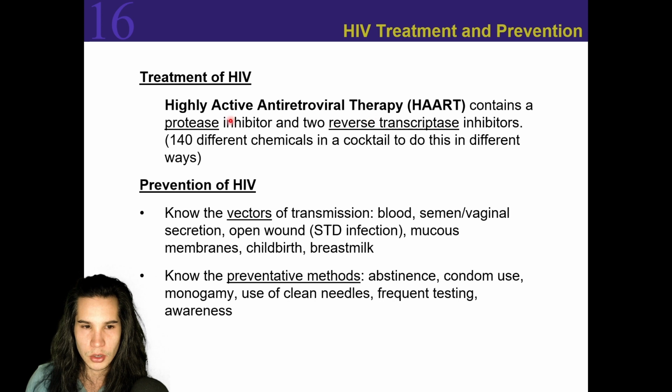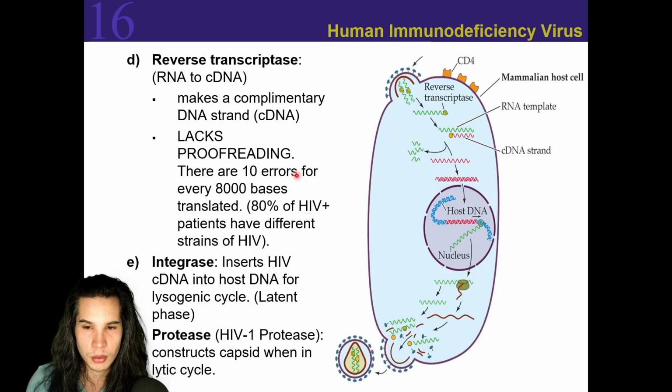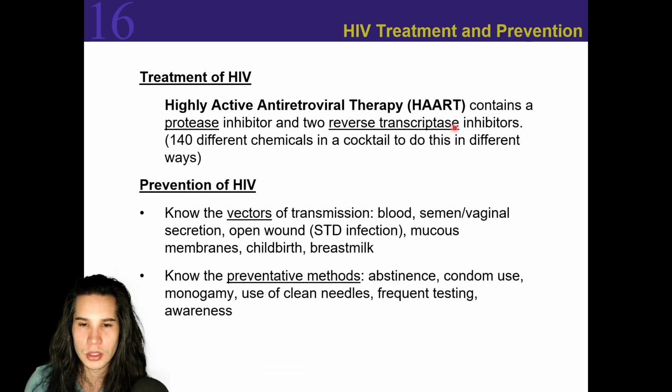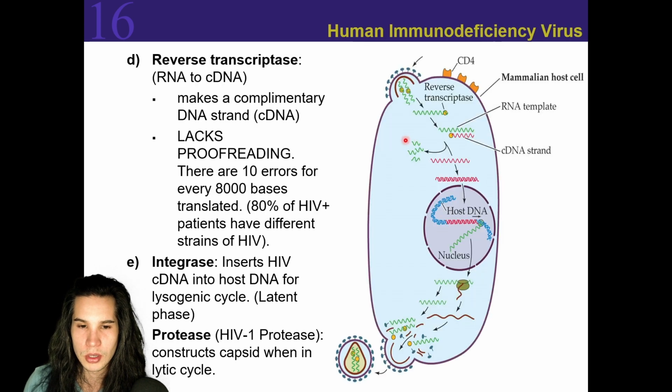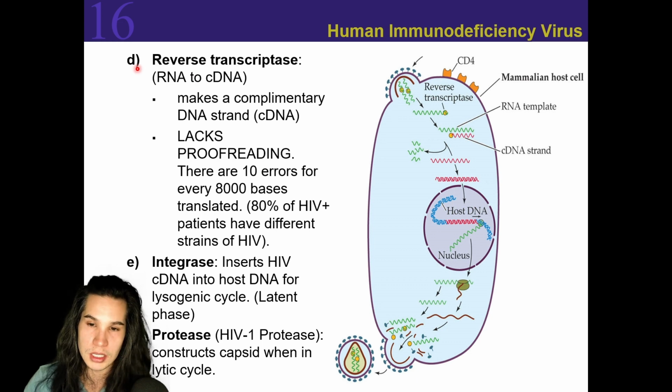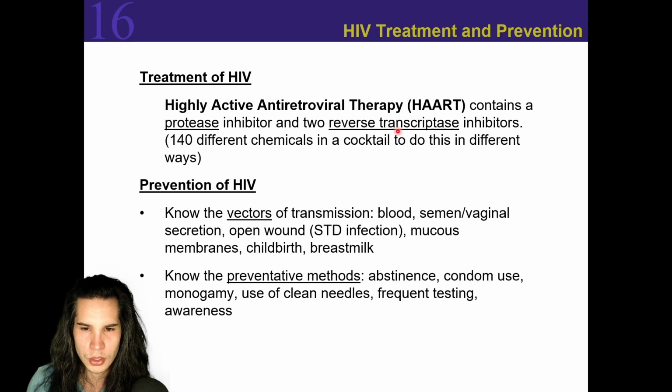So it creates a protease inhibitor. Remember, protease is what's going to construct the capsid. So it inhibits the enzyme that constructs the capsid, and then it's also going to contain reverse transcriptase inhibitors. Remember, reverse transcriptase is the enzyme that converts RNA into DNA. Those 2 points of interest are usually what this 140 chemical cocktail is doing to combat the spread of HIV. Now, we could also prevent HIV.